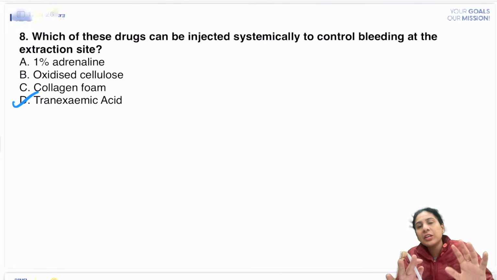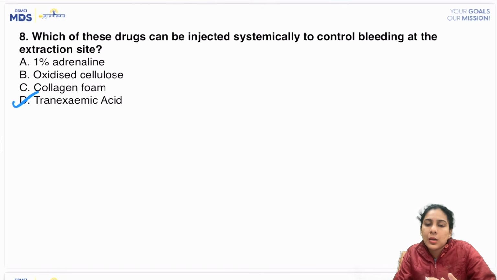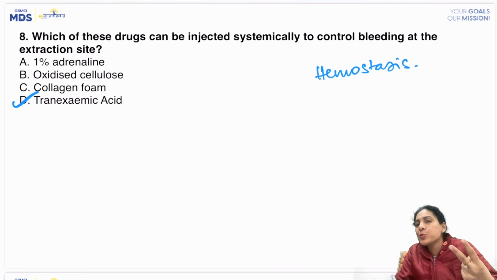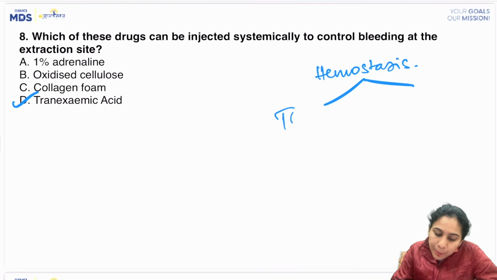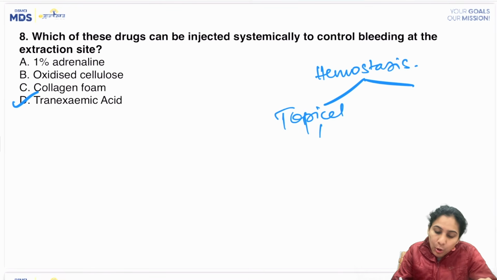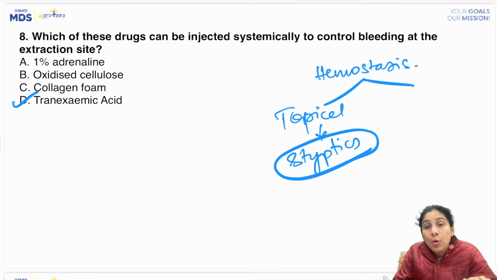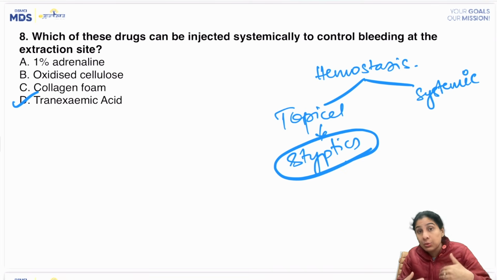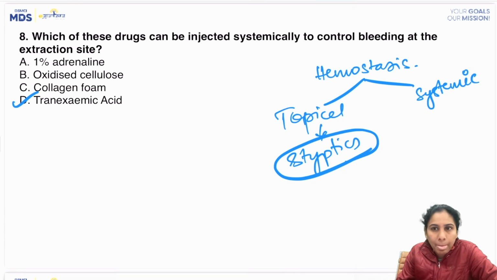Now, when we talk about hemostasis, when we talk about controlling the bleed, there are two types of agents which we can use. We can use topical agents. That means wherever there is bleeding, put something on that. We call them styptics. Or there can be systemic agents. You give something in the system, in the circulation, to improve the clotting ability of the whole body. So these are the drugs which are given IV.